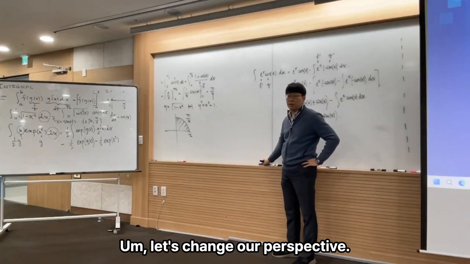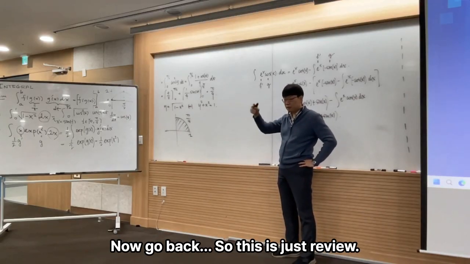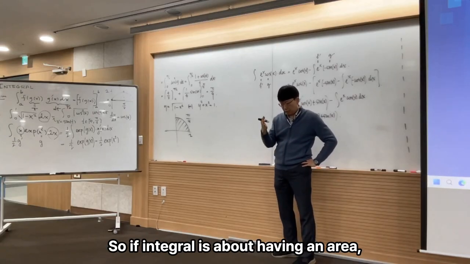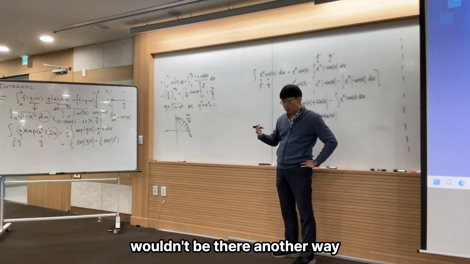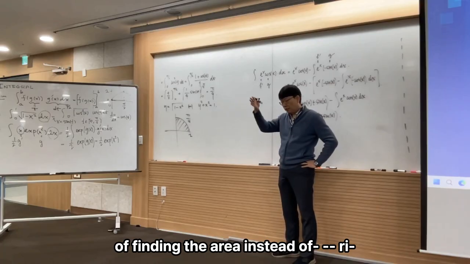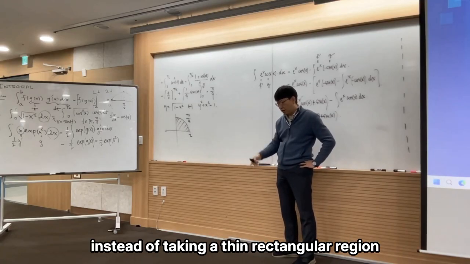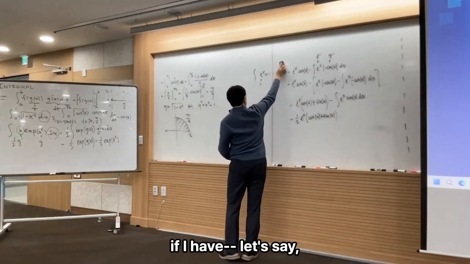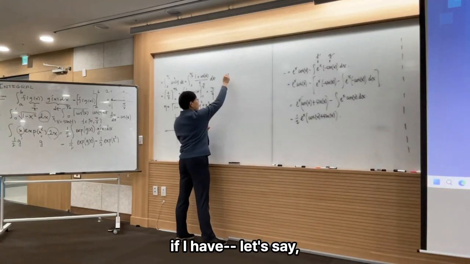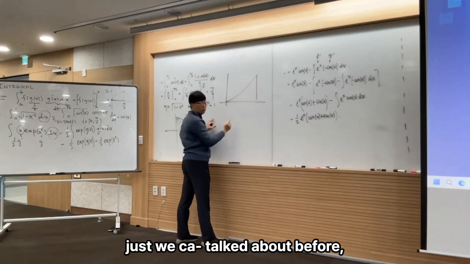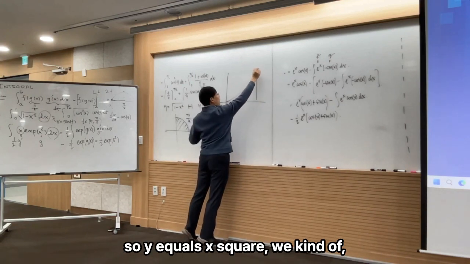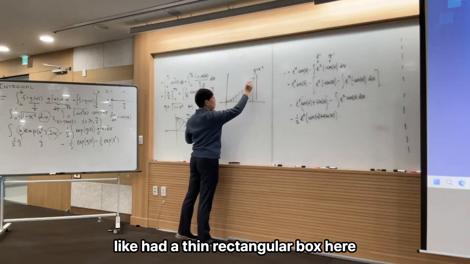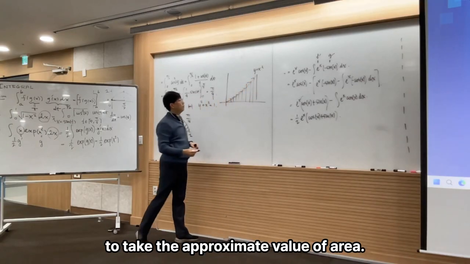Let's change our perspective. Now go back. This is just review. Let's go back to our definition of the concept of integral. If the integral is about finding an area, wouldn't there be another way of finding area instead of taking a thin rectangular region to approximate the region? For example, let's say I have this region that we talked about before, y equals x squared, where we had a thin rectangular box here to take the approximate value of the area.